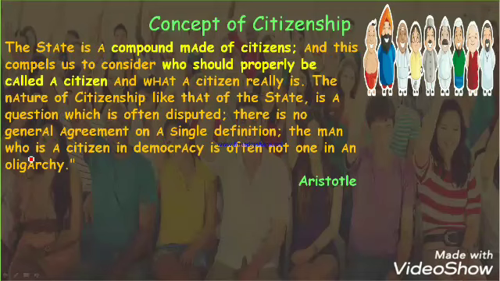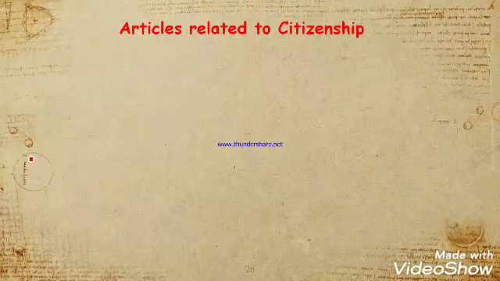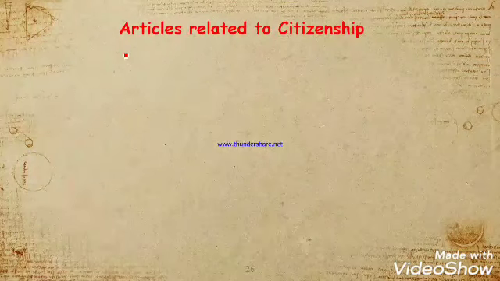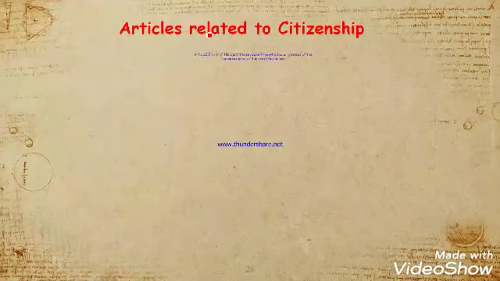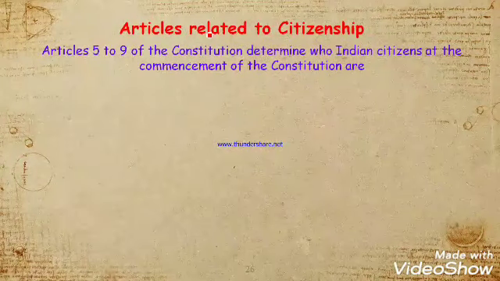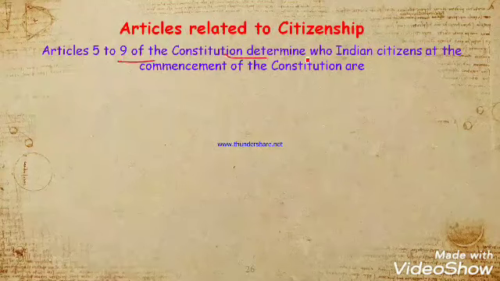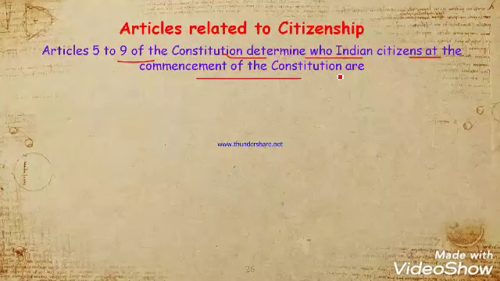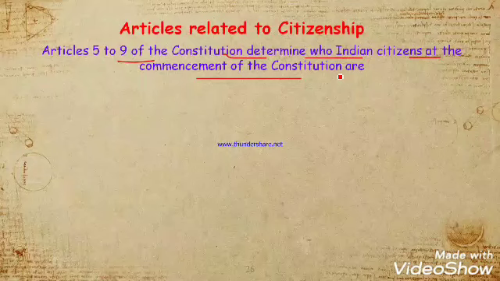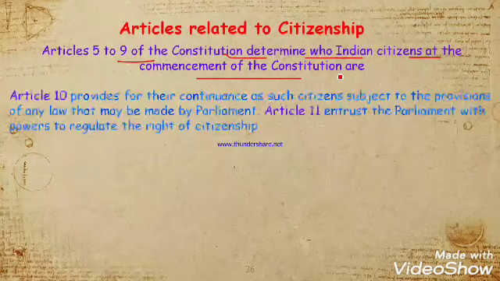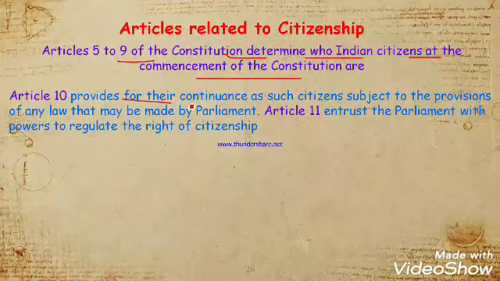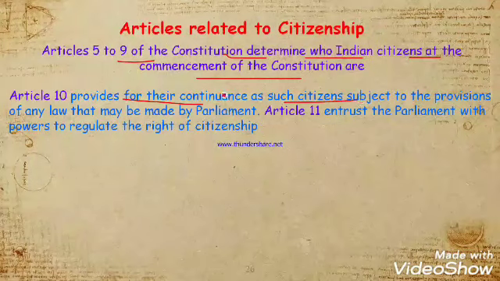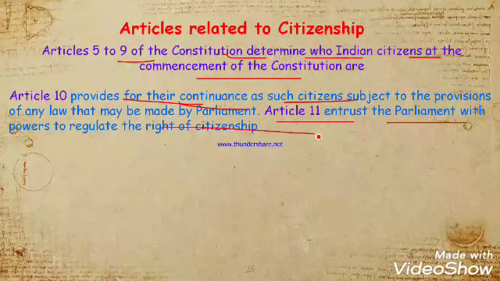Okay. Now let's talk about an important concept: articles related to citizenship. The first thing you have to remember is that Articles 5 to 9 of the Constitution determine who the Indian citizens were at the commencement of the Constitution. There were so many Pakistanis and Indians at the time of partition, dividing India and Pakistan. Article 10 provides for the continuance of citizenship, as previous acts will continue to exist, and Article 11 entrusts the Parliament to regulate the right of citizenship.